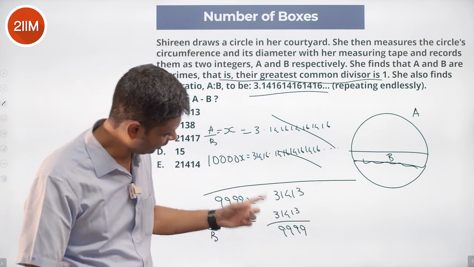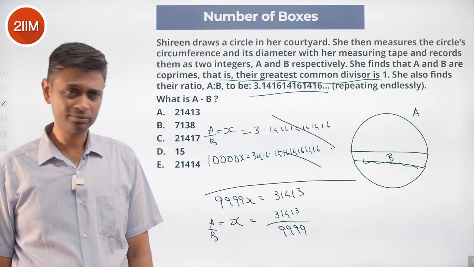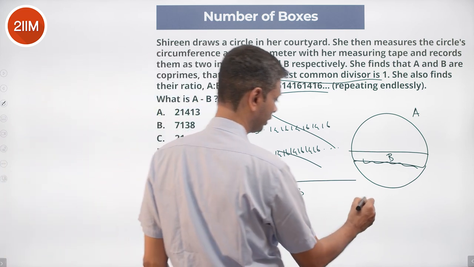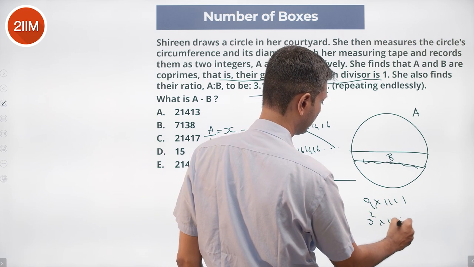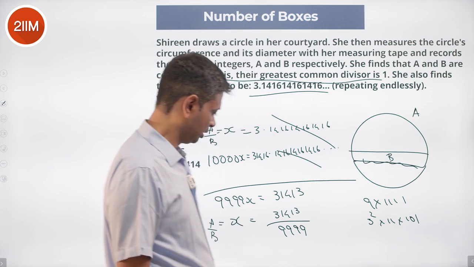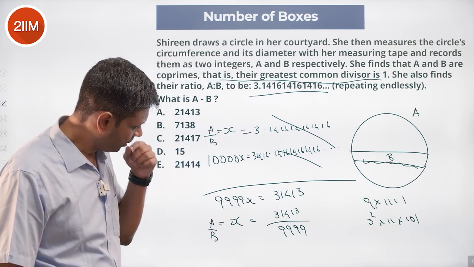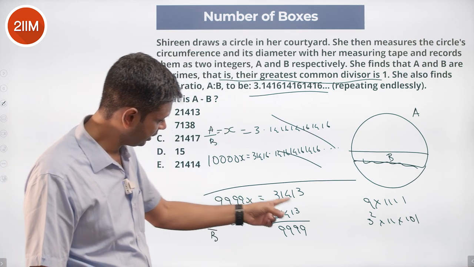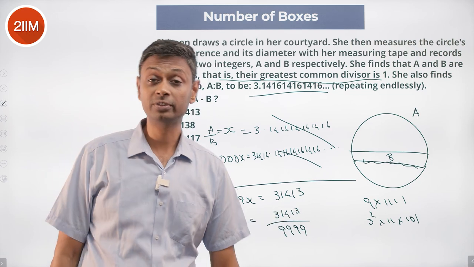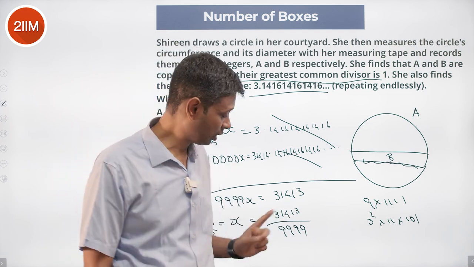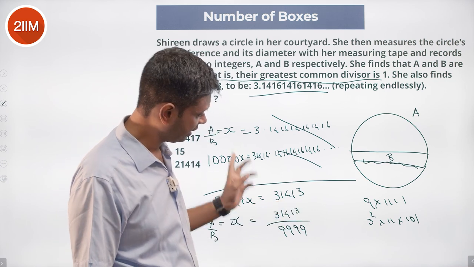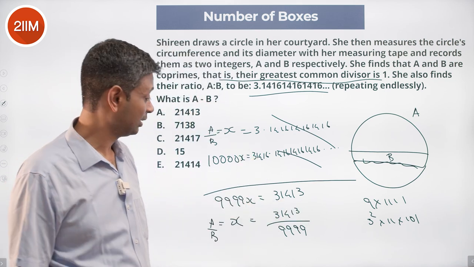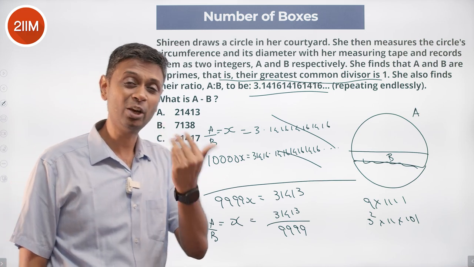This is a multiple of 9 and a multiple of 1111. This is a multiple of 9 into 1111, which is 3 square into 11 into 101. Is 31413 a multiple of 3? 3 plus 1 plus 4 plus 1 plus 3, the digit sum is 12, so it's a multiple of 3, but not a multiple of 9. Is it a multiple of 11? Alternating sum is not a multiple of 11. So a 3 will go away, maybe a 101 will go away.